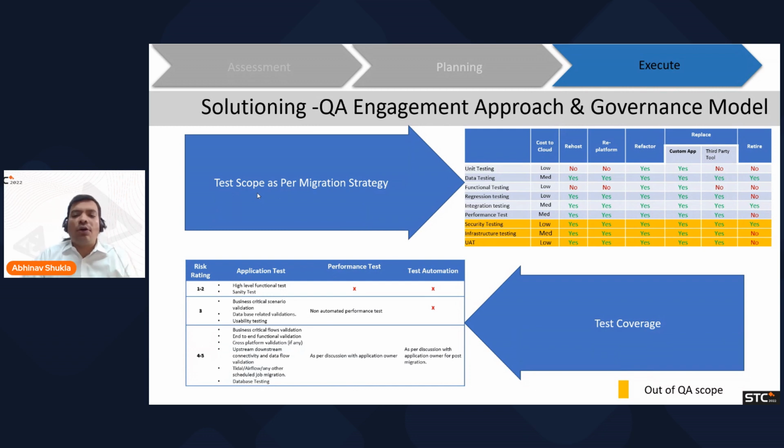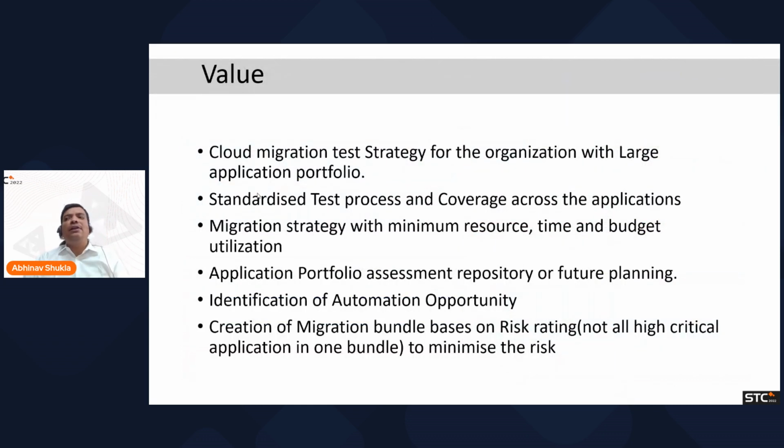So that is the overall picture of the execution phase. So what value have we generated out of it? First is the cloud migration strategy for an organization with a large application portfolio. As I said, when we started our journey, we did not get any reference material or strategy which talks about how we are going to handle a large application portfolio.